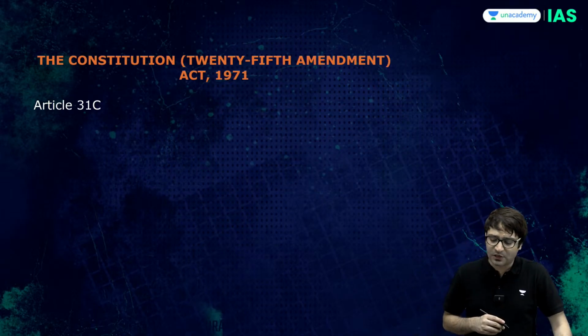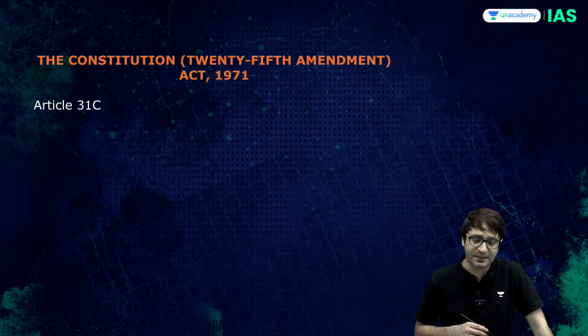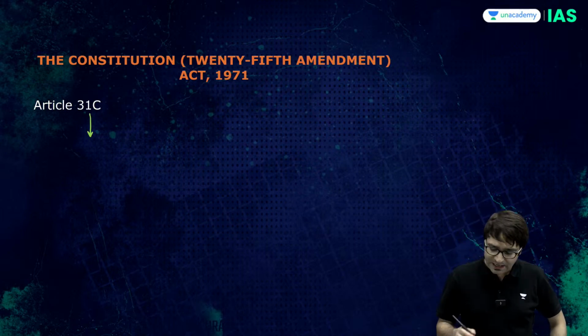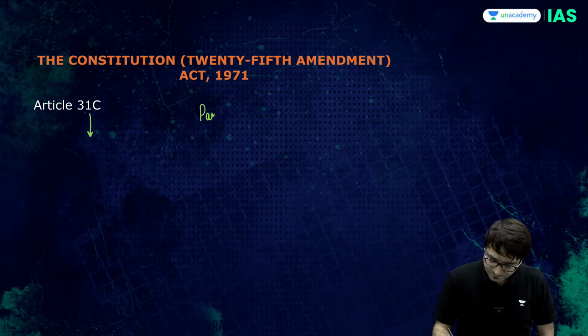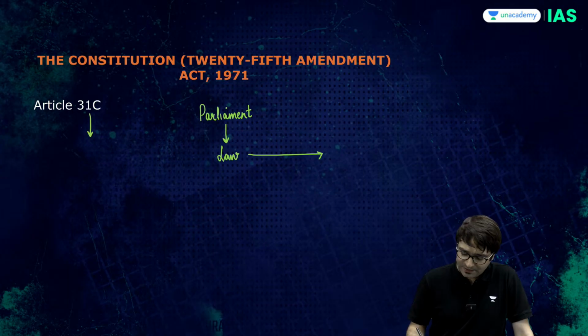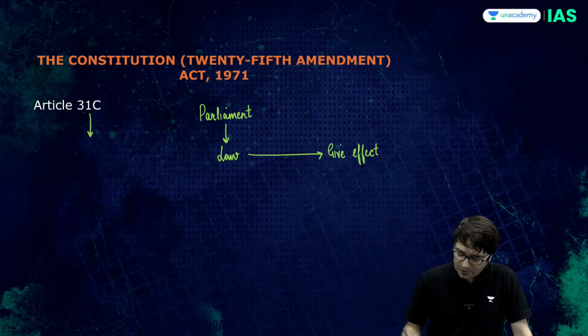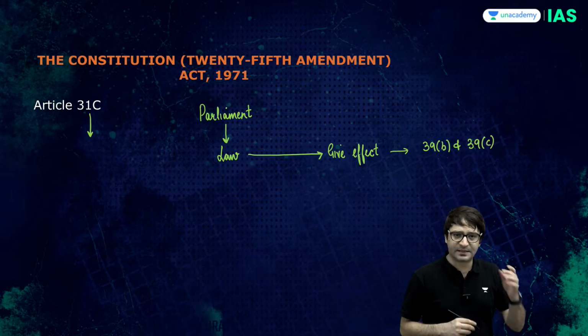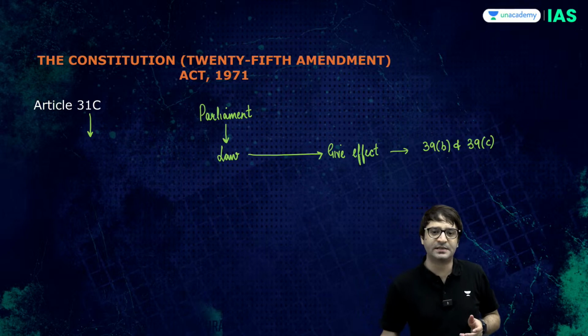Clear? Now let's look at Constitution 25th Amendment Act 1971. Article 31C was added, which said, if Parliament wants to enact a law, and through this law Parliament wants to give effect to two directive principles, 39B and 39C. And yesterday in the session we discussed what are these 39B and 39C.